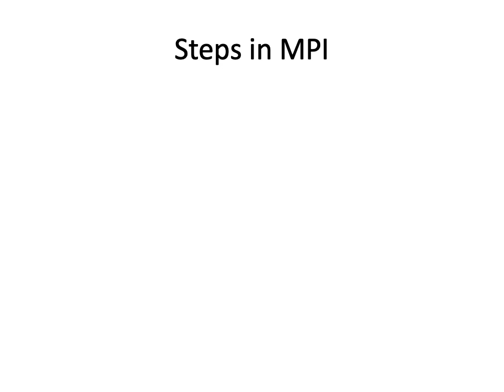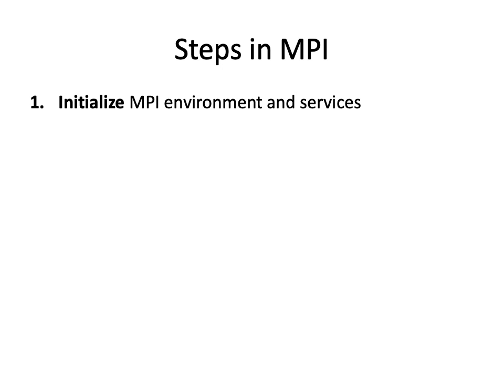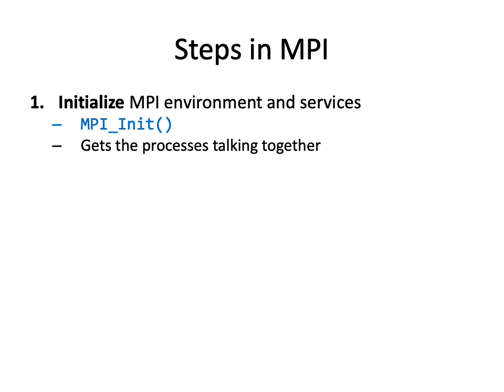Here's what you do in MPI. First, you initialize the MPI environment and services. That gets all of the different computers talking to each other. You do that using MPI_Init. This gets the processes talking to each other, it sets them up, sets up communication.